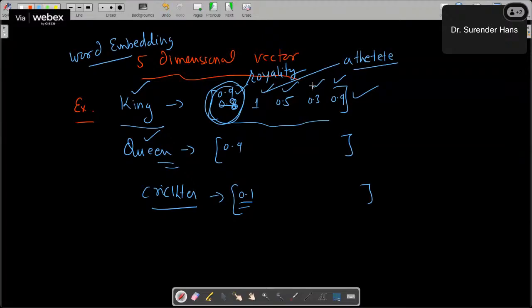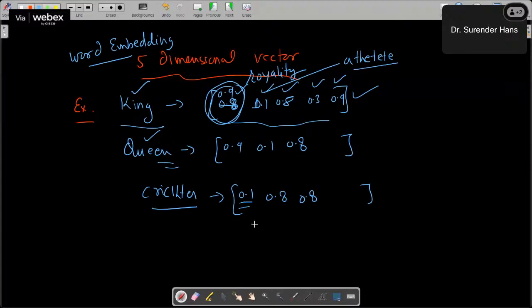If it is a cricketer, this second one will be high, 0.8. But here maybe it is 0.1. As this one is a queen, so this aspect will be low. Third is human being. King, queen and this cricketer are all human beings, so maybe 0.8 here, and here it is also 0.8.